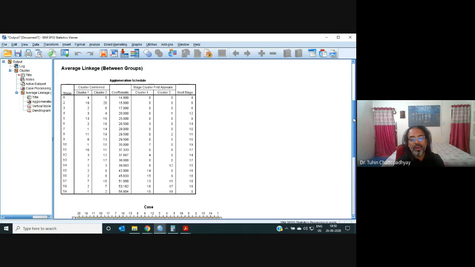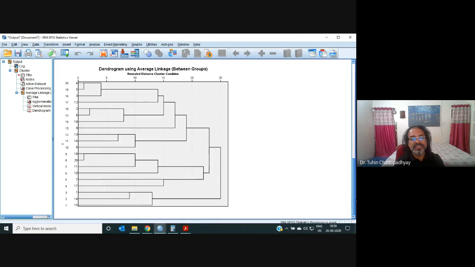The other way of interpreting this is through a dendrogram. You can see the same story, right? 4 and 5 are joining hands. With 4 and 5, 3 is coming together. With 4, 5, and 3, it is 12 which is coming with it. With 12, 2, 6, and 18 come together. So that's how the cluster is getting formed.